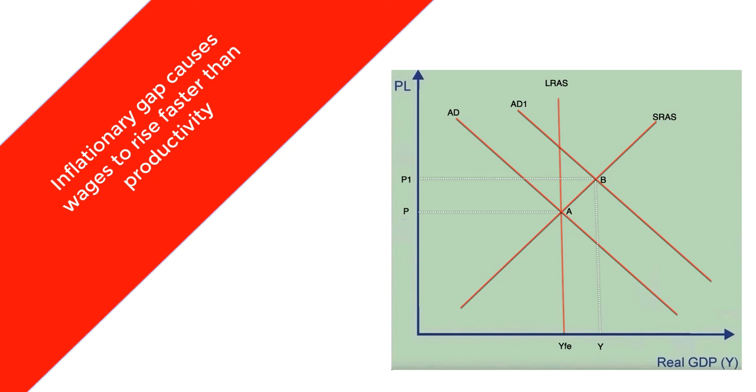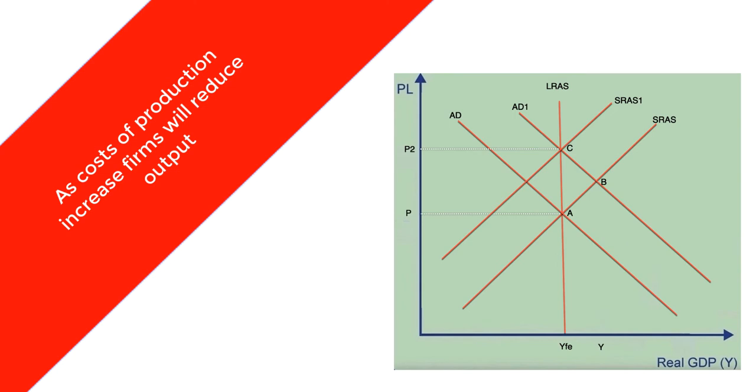The inflationary gap causes wages to rise much faster than productivity. We can see in the diagram the price level moving from P to P1. However, this is the first way that the inflationary gap can be corrected, as wages and prices are pushed up due to excess demand. The short-run aggregate supply curve will now shift to the left as firms seek to pass on these increased costs by increasing their prices.